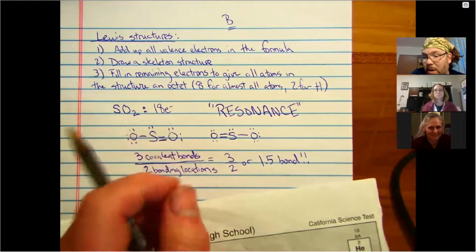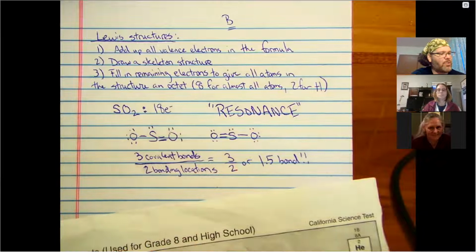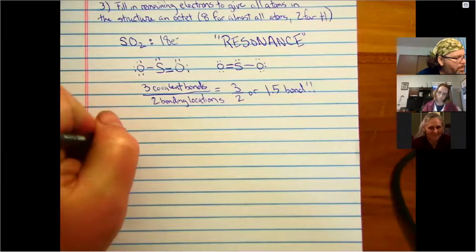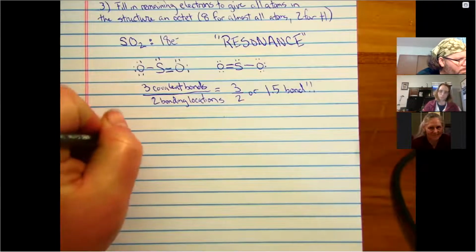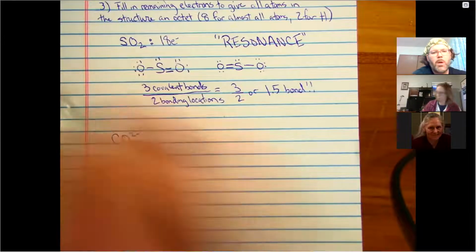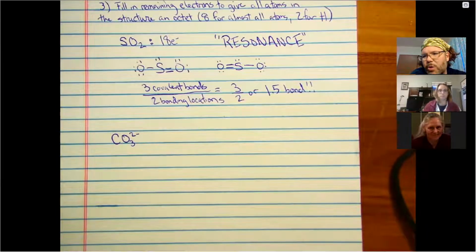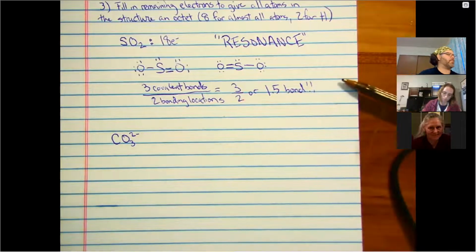So let's take a look at another example of a molecule that has resonance. The carbonate ion, CO3 2-. So see if you can draw me a good looking Lewis structure for carbonate.